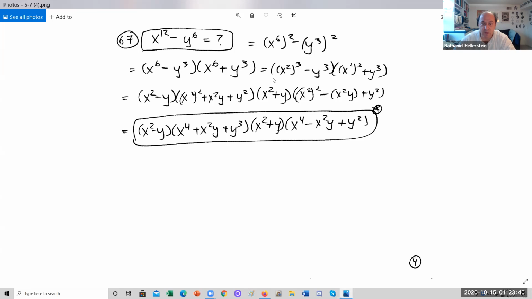This difference of cubes is difference times square plus product plus square. This sum of cubes is sum times square minus product plus square. And as ever, we have to do a little bit of neatening out of these three-term factors. And so in the end, x squared minus y times x to the 4th plus x squared y plus y cubed. Oh, is that a y squared? That's a y squared.